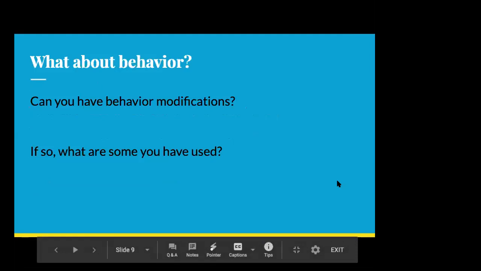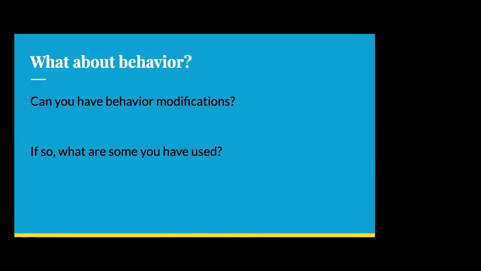All right, what about behavior? Can you have behavior modifications? Yes, yes. If so, what are some that you think you've used in your classroom? Break cards. Like if they work for so many minutes, then they get to take a break or do some activity that is a reward, for working. Yeah, so first then. First then, what you were talking about was like a token system. You do these things and then you get your reward.